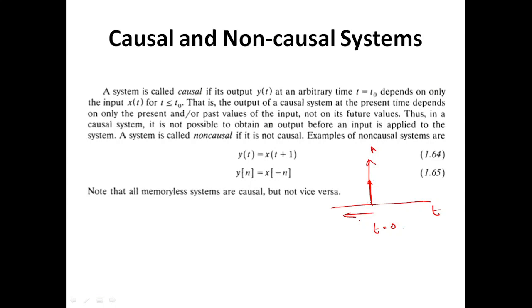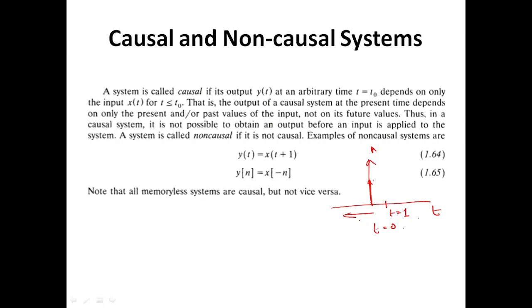Say, for example, if the signal starts at t equals 1, what will happen? t equals 0 is the present instant in our case. t equals 1 appears in the future. If something appears in the future and you are taking that into account for calculating the present output, then it is a non-causal system.